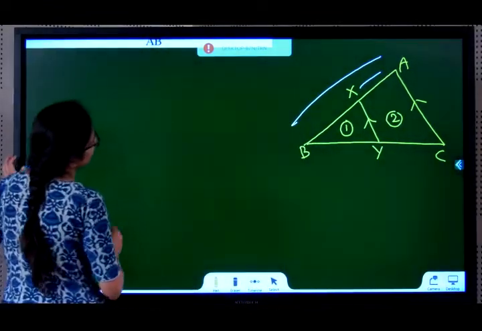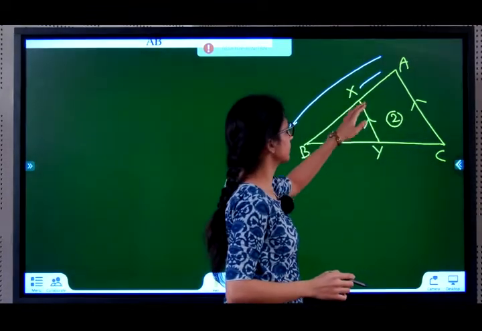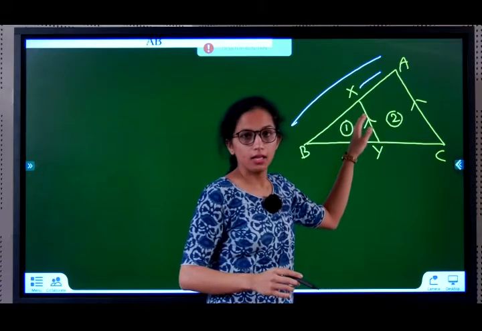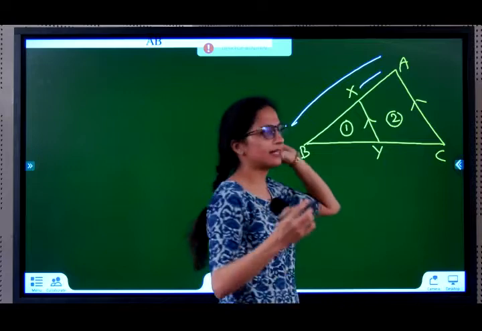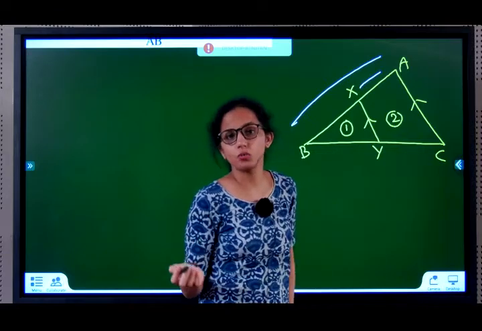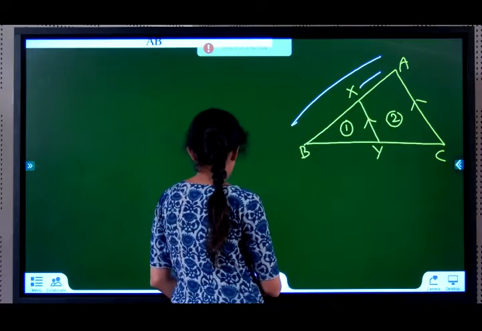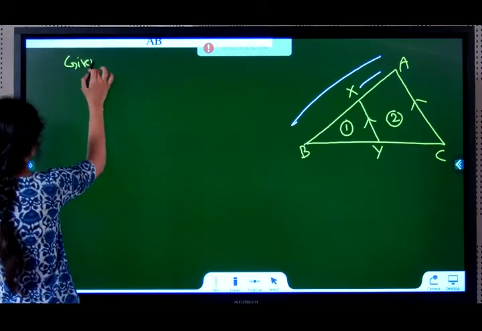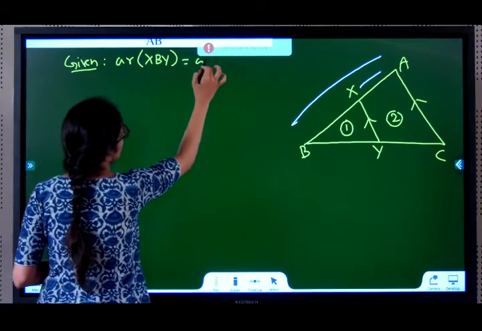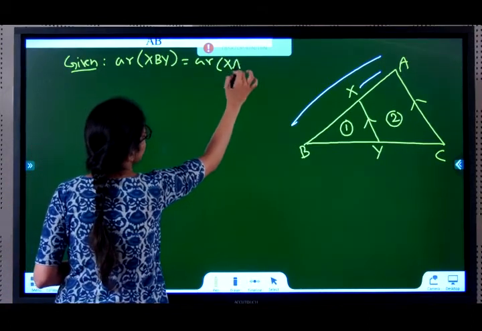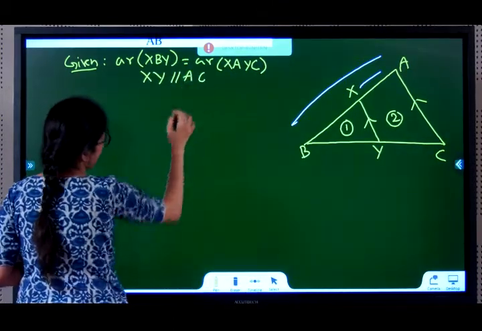Okay. So if I somehow prove the big triangle is similar to the small triangle, then I can say the ratio of their areas is equal to the ratio of the squares of their sides. Agreed? So this is what we are going to do now. Let's do this. So what all is given first of all? It's given that area of XBY is equal to area of XAYC, and it's given XY is parallel to AC.